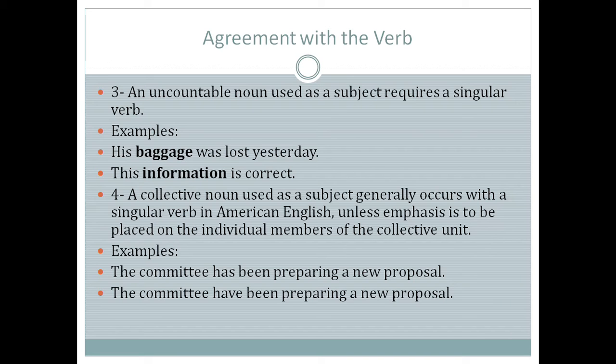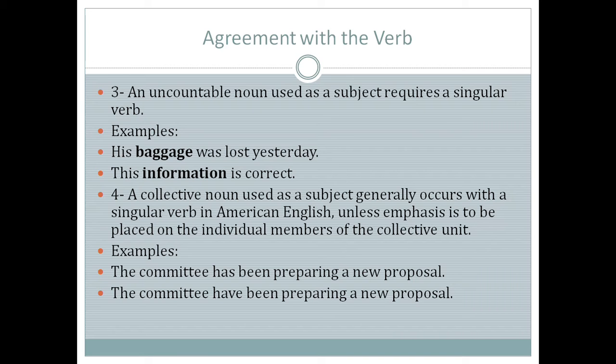The past of the verb to be, was, is used with I, he, she, it. So his luggage means it here, so it takes the singular verb was. His baggage was lost yesterday. So baggage is an uncountable noun, so it takes a singular verb. This information is correct. Also, the noun information is an uncountable noun, so it takes a singular verb is.